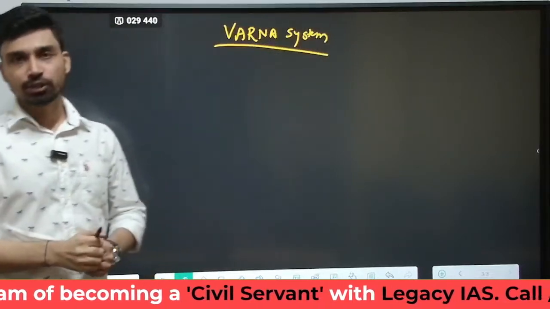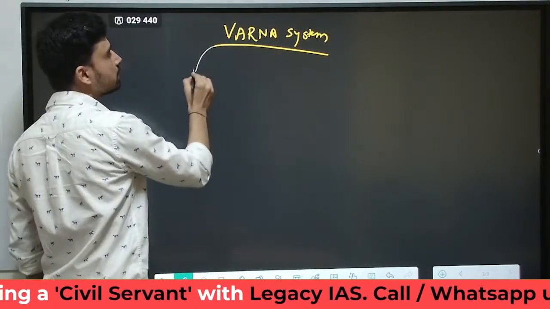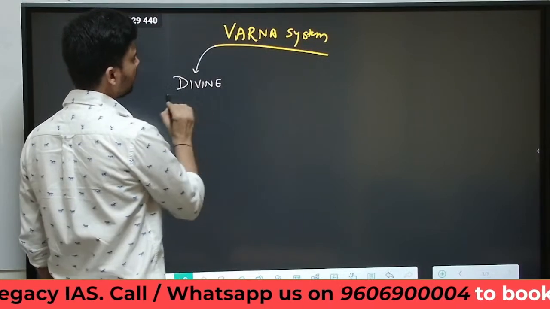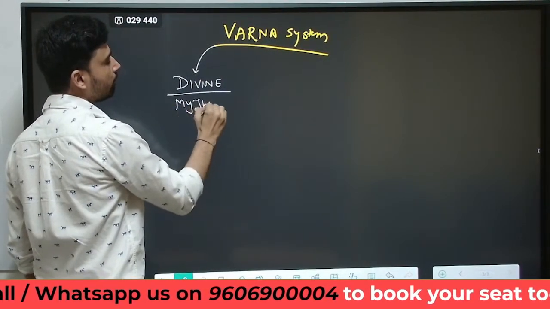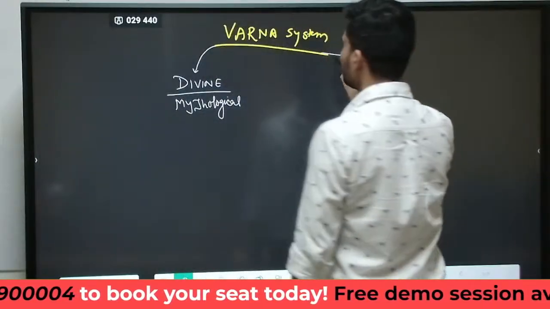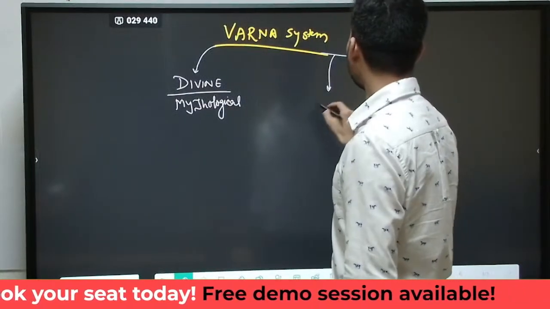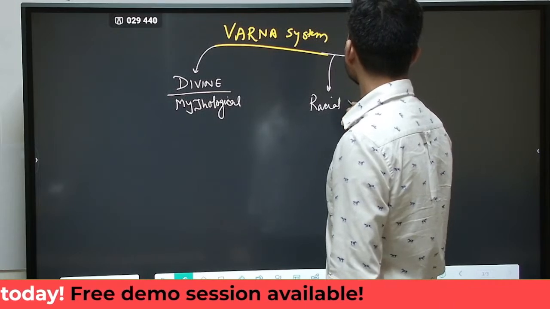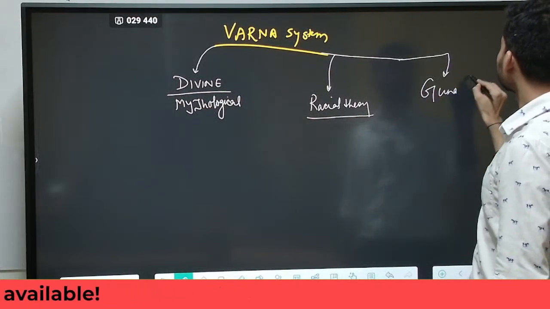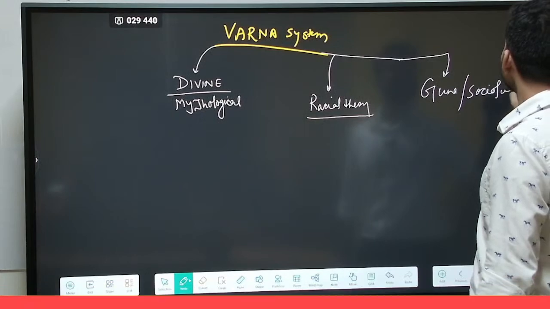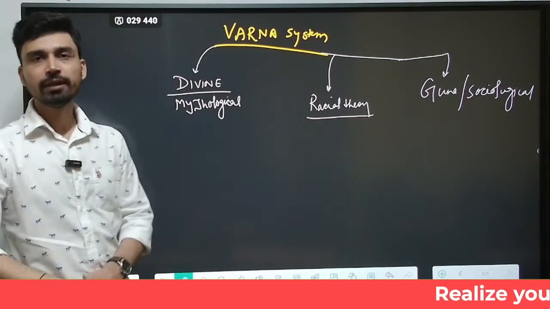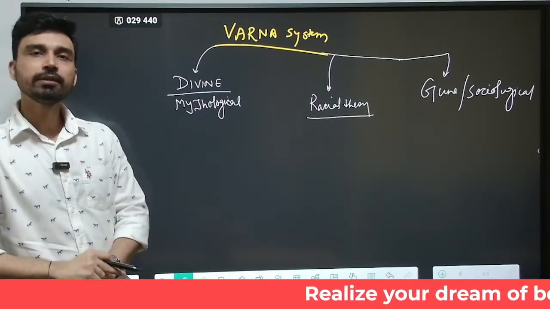So basically, three major theories have been given, which tell us how Varna system came into origin. The first theory is something which we can call as divine theory, and many times it is also referred to as a mythological theory. The second theory which explains the origin of Varna system is what we can call as the racial theory. And the third theory is what we can call as the Guna theory, or also it is referred to as sociological theory. So we have a divine theory, mythological theory, then the racial theory, and then the Guna theory or sociological theory.